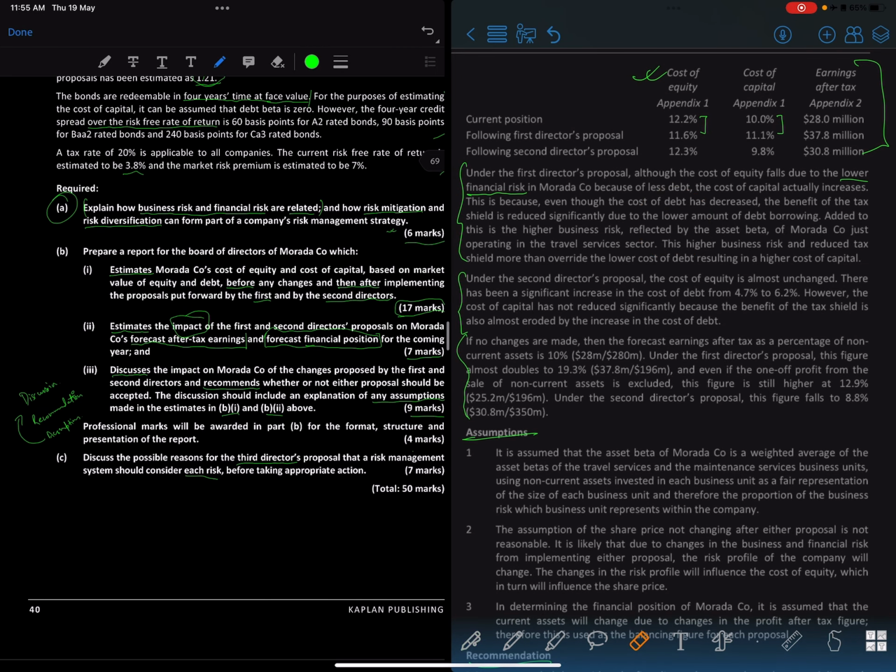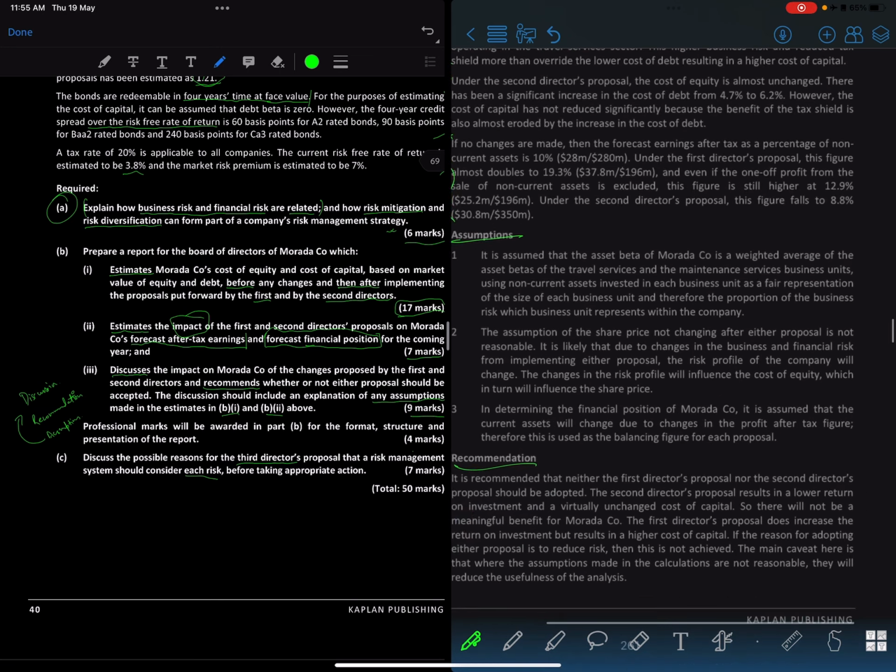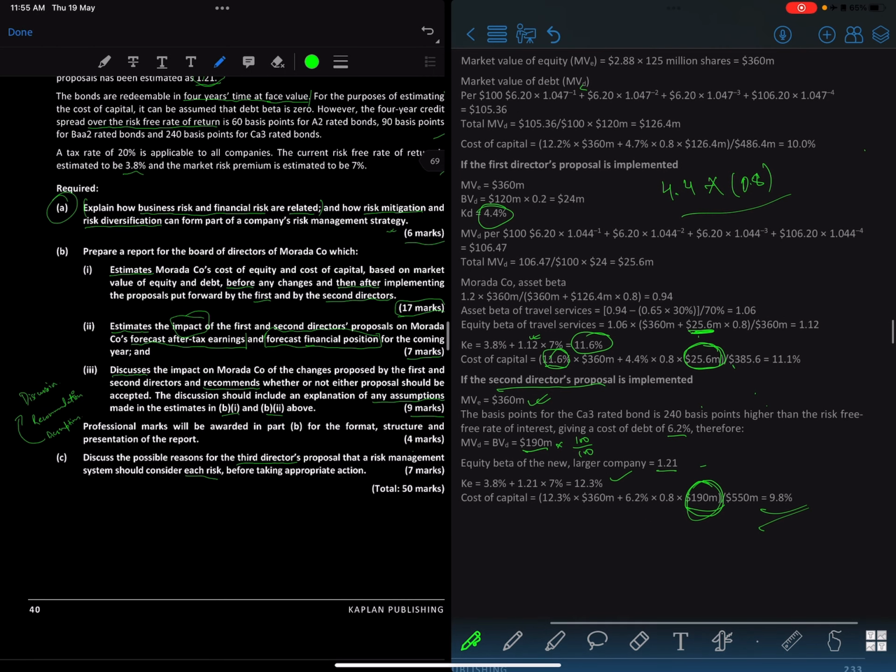So what does it say? This is because even though the cost of debt has decreased because our credit rating increased, the benefit of the tax shield is reduced significantly due to the lower amount of debt borrowing. So because of the lower borrowing, the proportion of it. Added to this, there are the higher business risks reflected by the asset beta. Higher business risks. Remember the asset beta I talked about, 0.94.